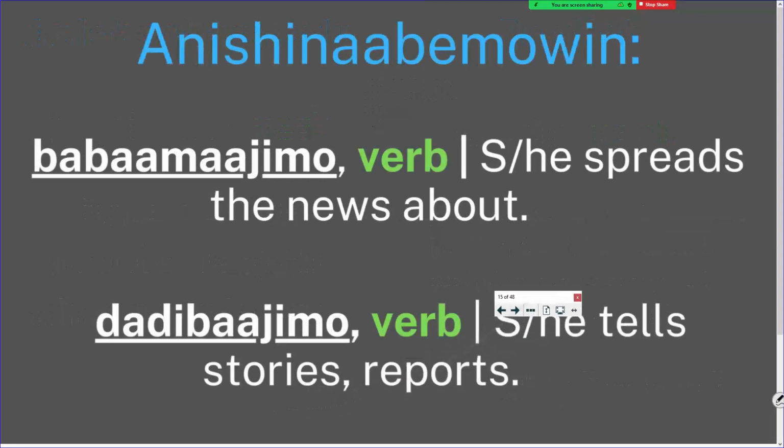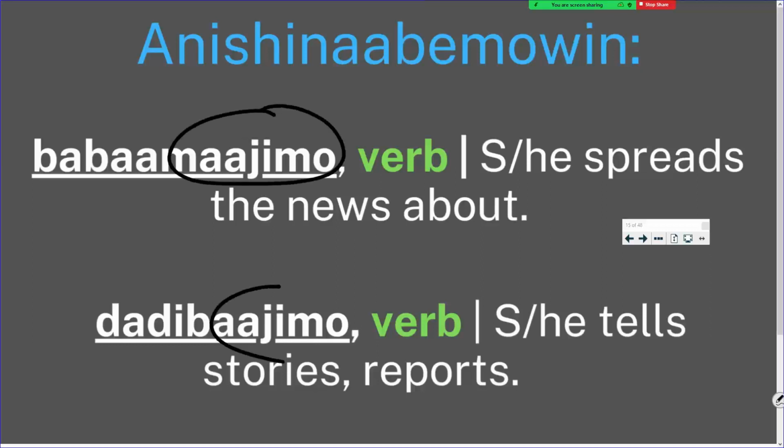So here's a couple more words. Baba majimo is a verb, which is she or he spreads the news about. Dadiji bajimo is a verb which is she or he tells stories, reports, right? So we see that ajimo part of the word, which we've seen is related to the word for story in the Anishinaabe-Moan language, right? So that root story is there.